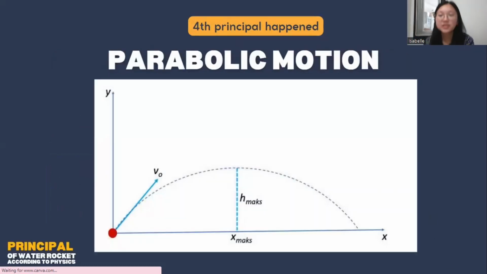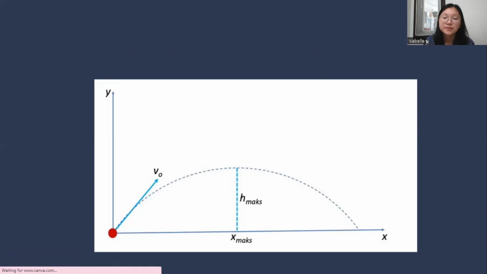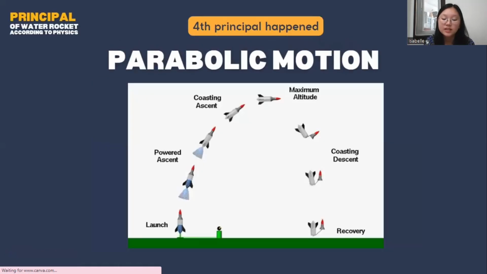And the fourth principle that happens is parabolic motion. The water rocket that moves after the impulse and momentum has a parabolic shape, as shown in the slide. So this is the illustration of when the rocket takes off and lands and creates parabolic motion.